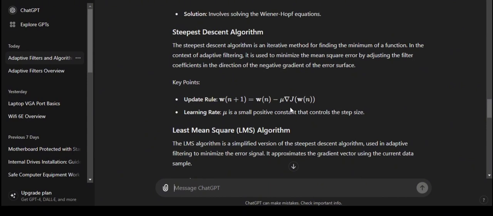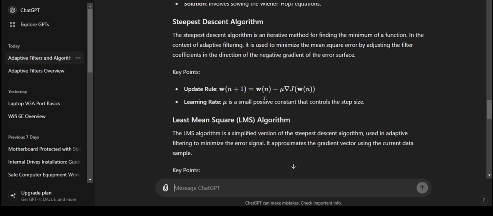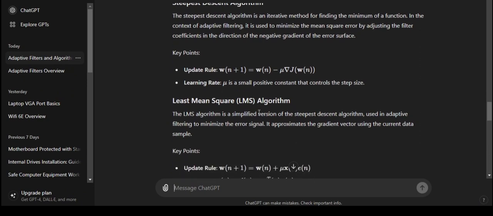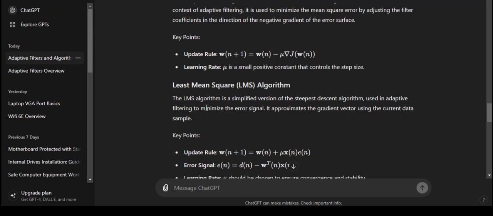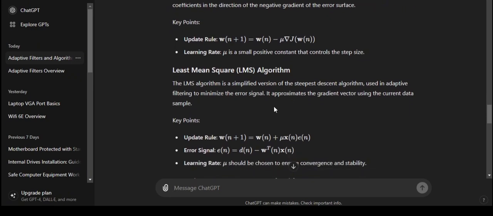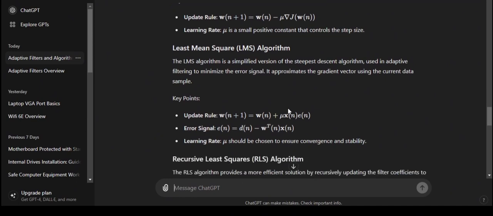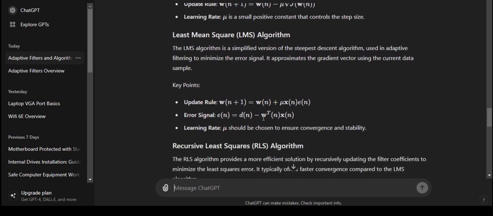The second algorithm is least mean square, also known as the LMS algorithm. The LMS algorithm is a simplified version of the steepest descent algorithm used in adaptive filtering to minimize the error signal. It approximates the gradient vector using the current data. These are a few formulas of the least mean square algorithm.